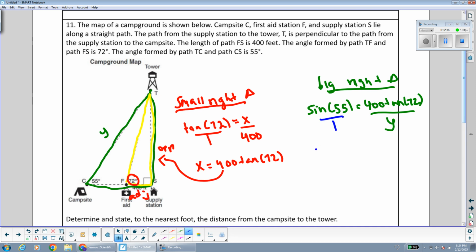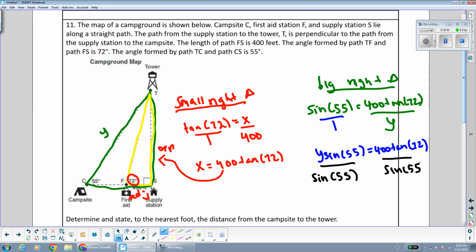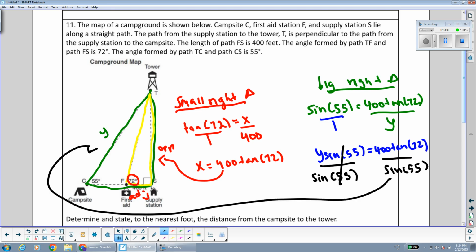Cross multiply. And show all your steps, because once again, a lot of people won't recognize that you have to divide. Now if I type this into my calculator, that represents the hypotenuse, right? Because sine is opposite over hypotenuse. So that represents the hypotenuse of the big green right triangle.